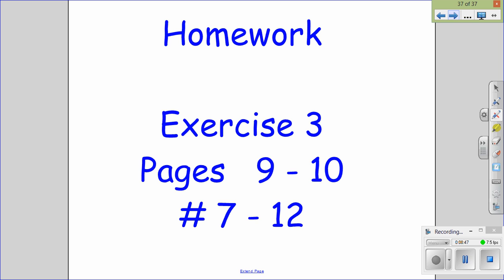And again, that's the calculator screen. Before class tomorrow, exercise 3, pages 9 to 10.